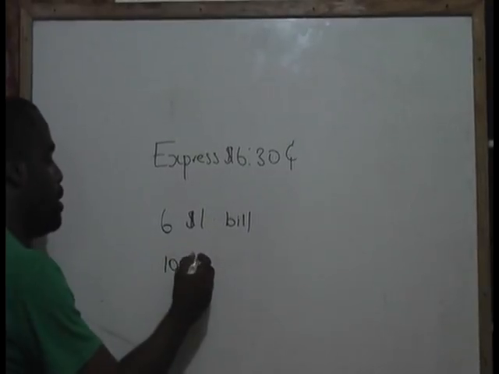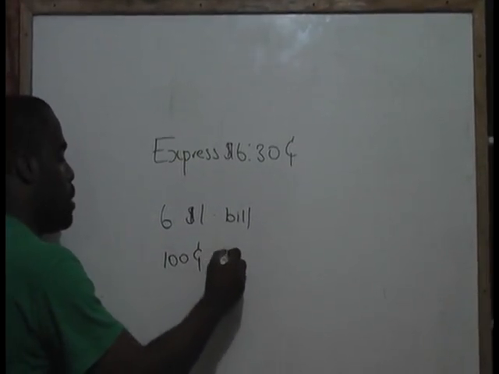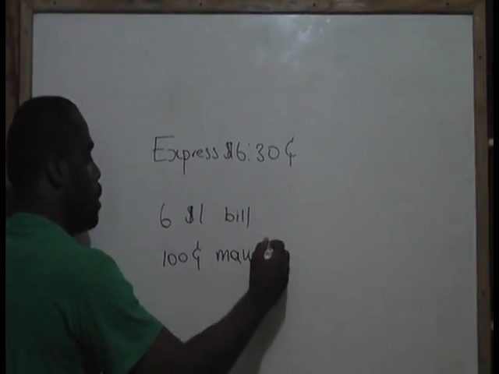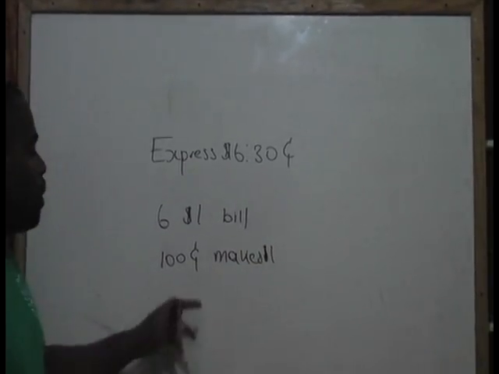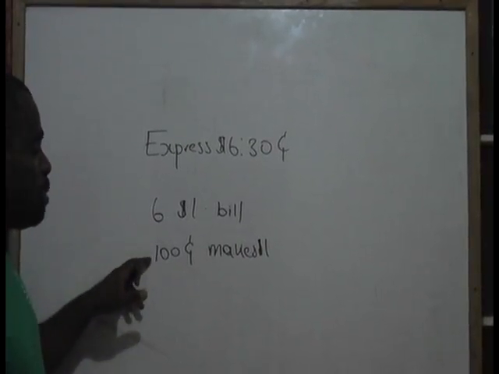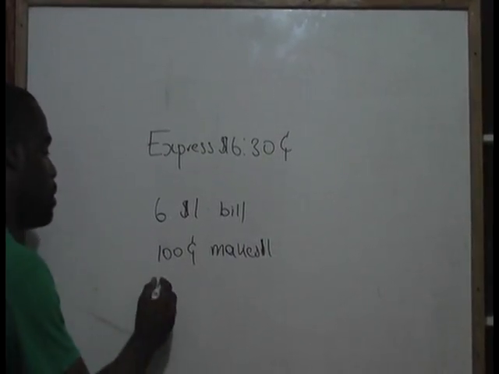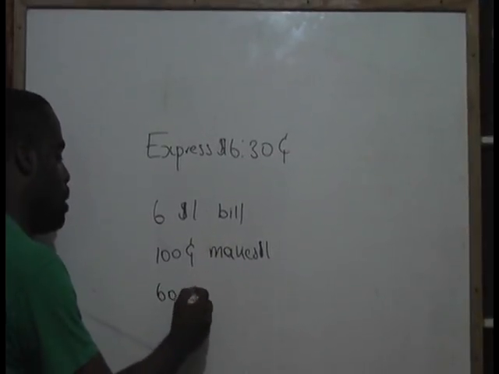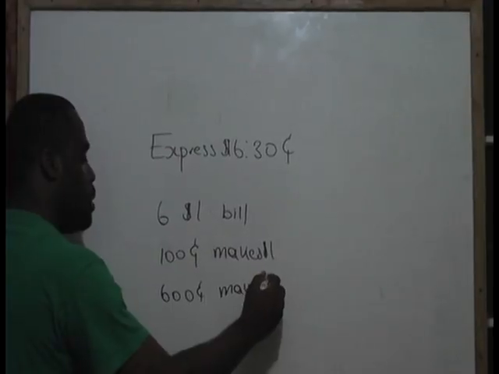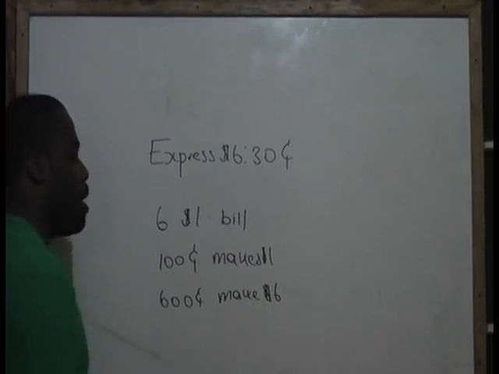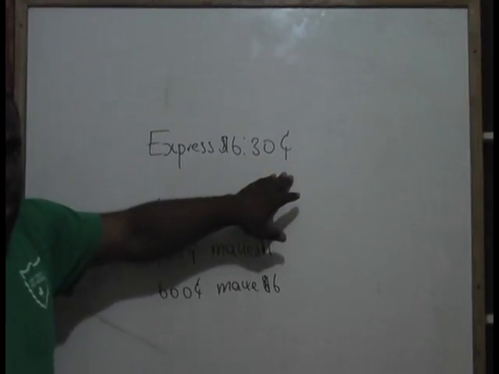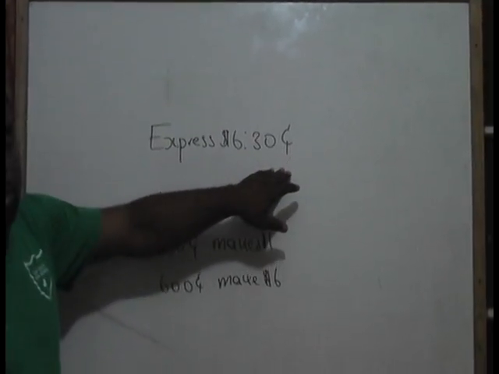So 100 cents makes $1. Good. So if 100 cents makes $1, then 6 times 100 will give us 600 cents, which will make $6. So what we have done, we have converted dollars to cents, so keeping them in the same unit.